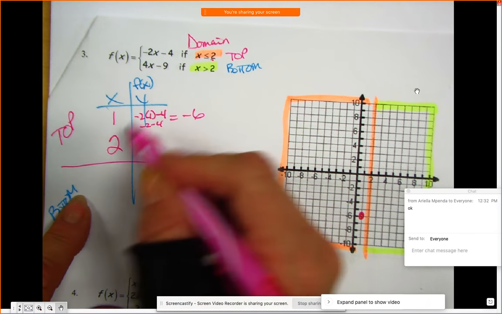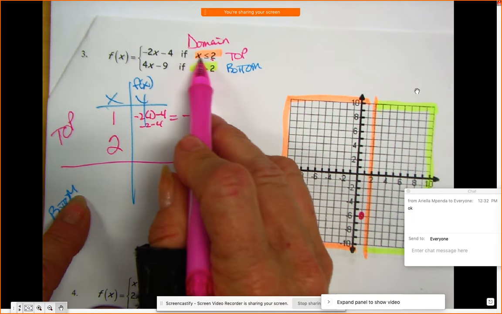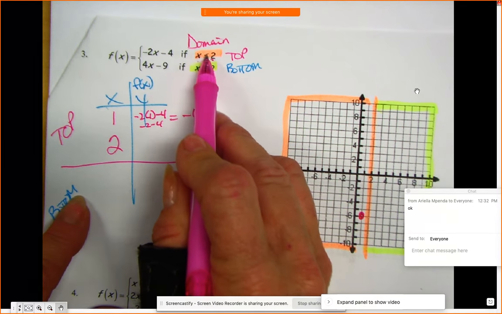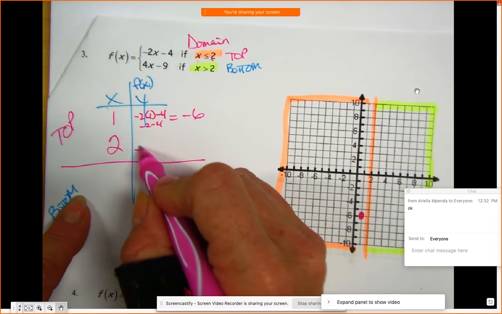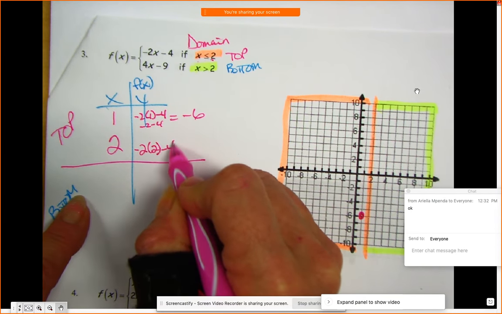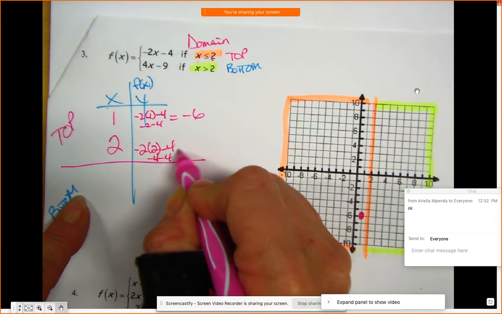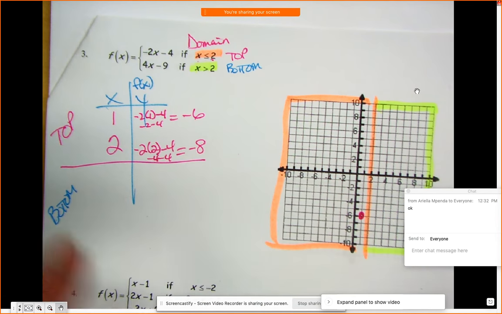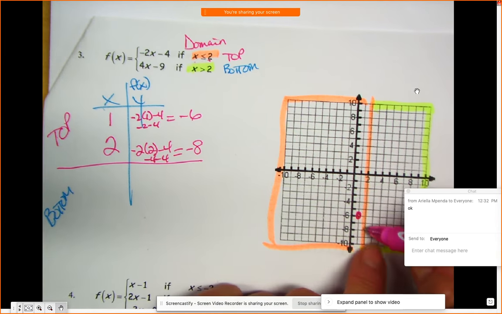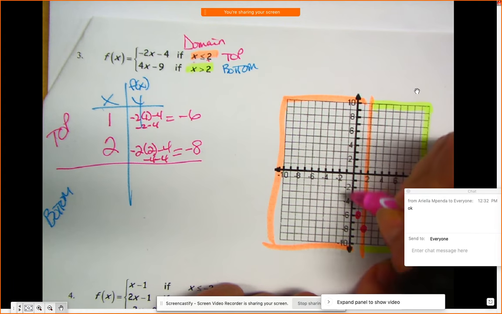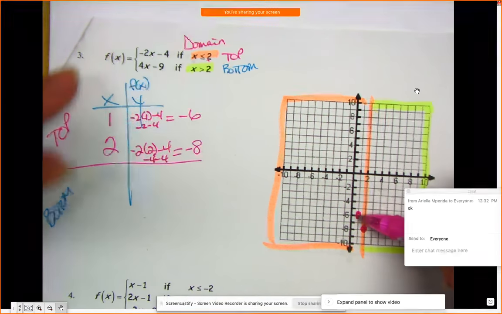I actually get to include it on the top one. It makes this a true statement: 2 is less than or equal to 2. So I'm going to stick it in the top one, and I get -4 minus 4. It looks like I get -8. So I put in a 2, I got out a -8. Solid circle. Okay, now some of you might realize this is a slope of -2.